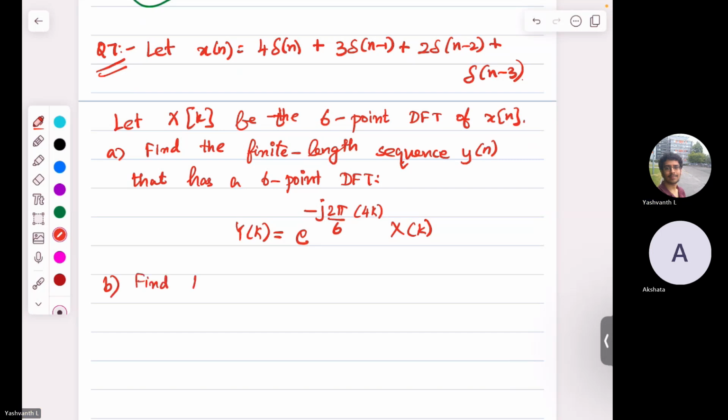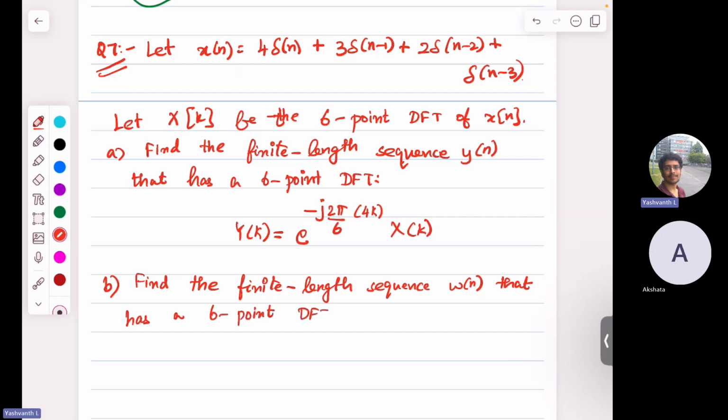Question 2, find the finite length sequence w of n that has a 6-point DFT equal to the real part of x of k. That is, w of k equal to the real part of x of k.